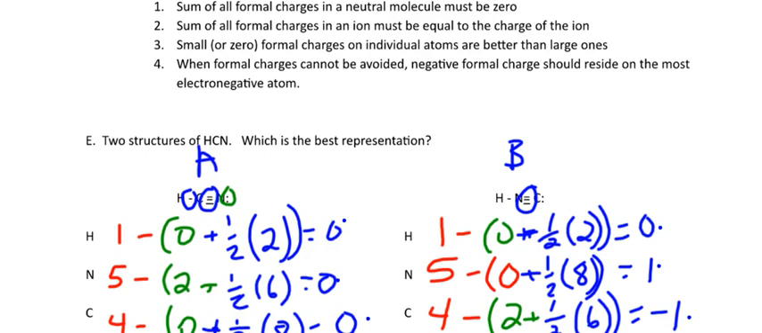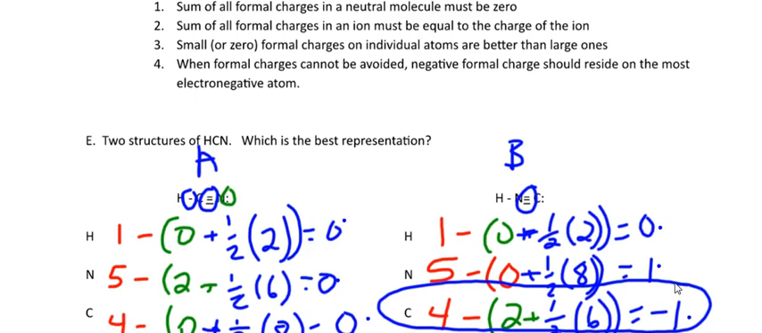When formal charges cannot be avoided, meaning there's something besides 0, negative formal charges should reside in the most electronegative element. Well, look over here. Your negative formal charge is on carbon. But what other element is in this compound? Nitrogen's there. What do you know about nitrogen? Nitrogen is one of the big four. It should be one of the most electronegative elements there are, and yet it has a positive one and carbon is a negative one? No.